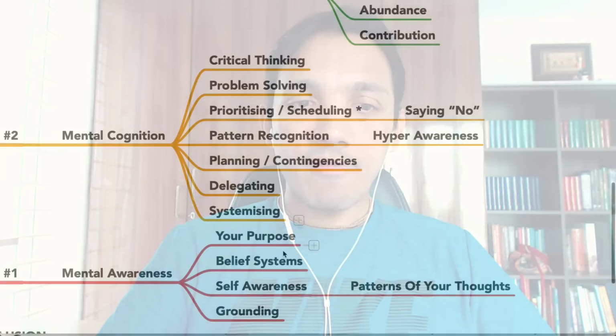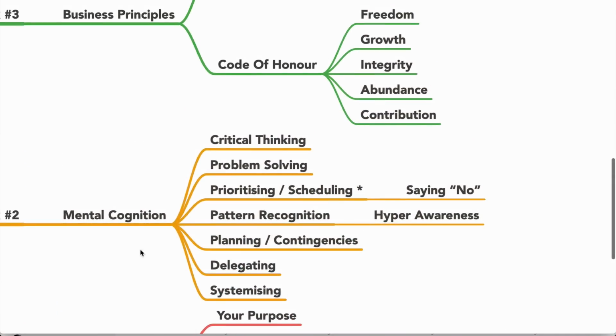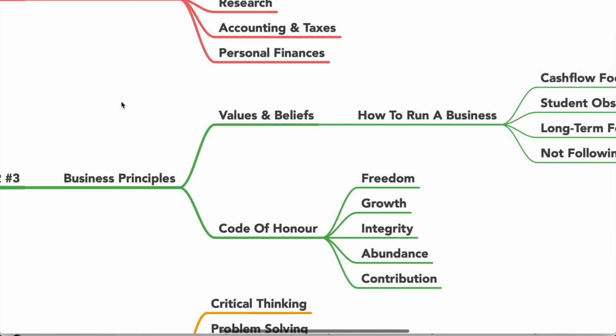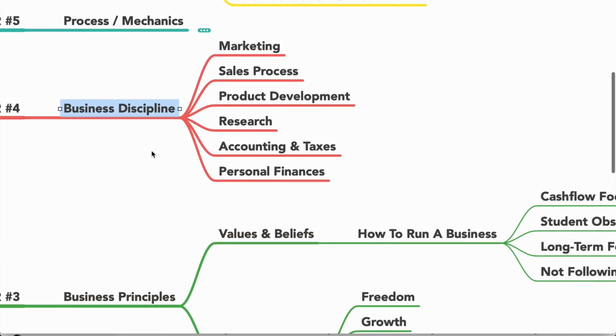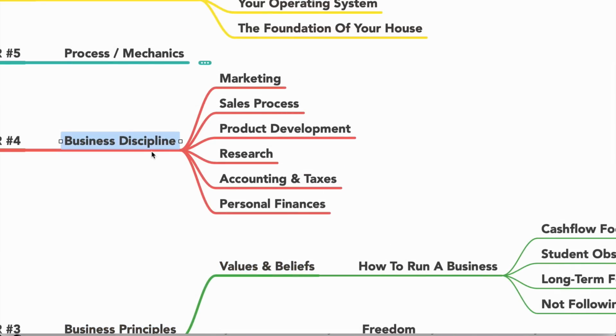And again, going from the bottom up, if you don't have a clear purpose, if you don't have these core skills, mental cognition skills, and if you don't have a strong set of values, then there's no way you're going to follow through on these disciplines. Are you getting it?